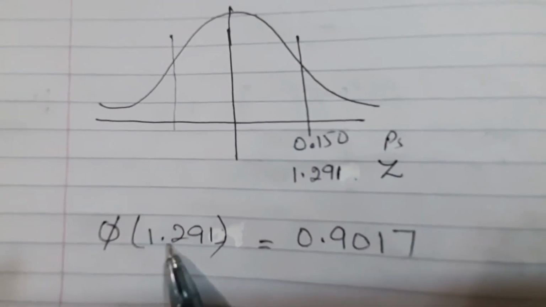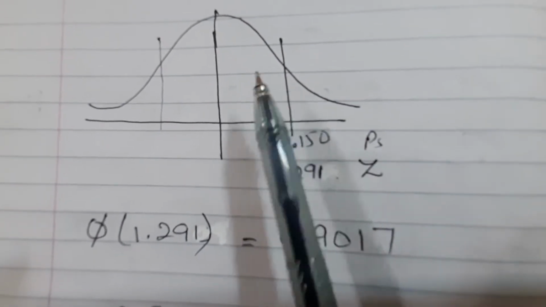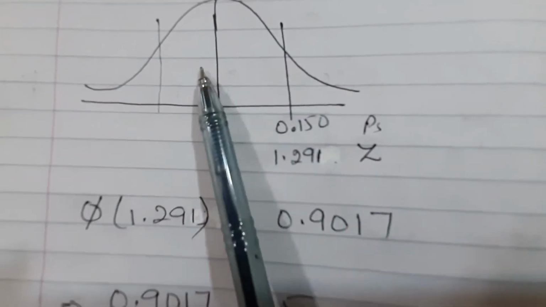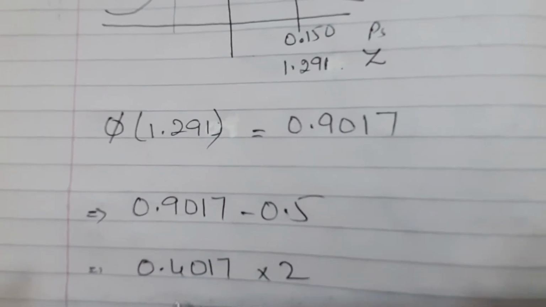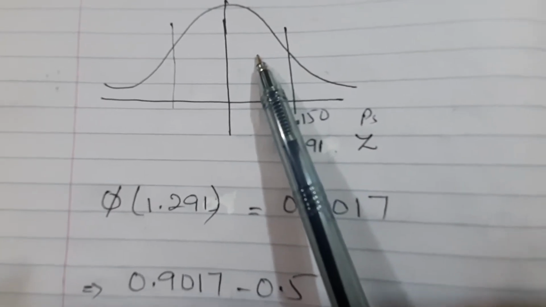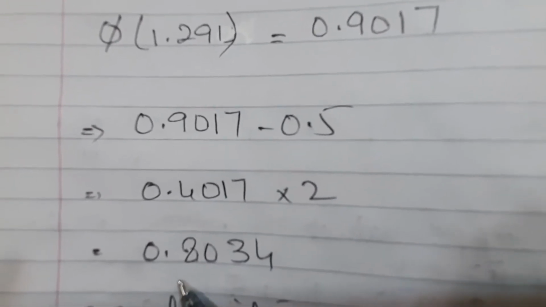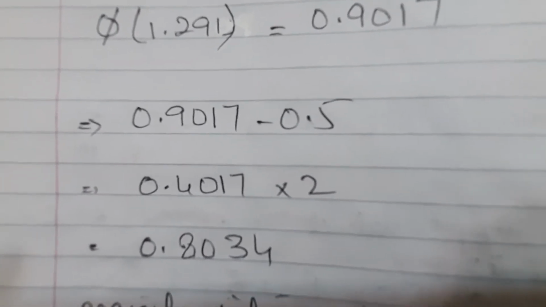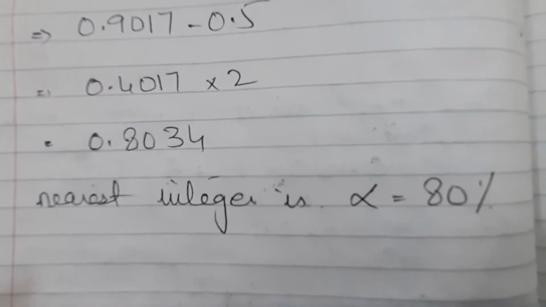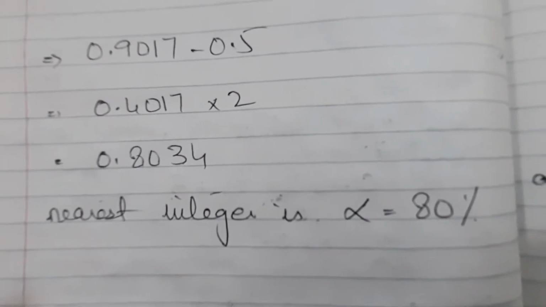So I'm reading the z value against 1.291 and it is coming 0.9017. It means this whole thing is 0.9017. From this I subtract 0.5. So I got 0.4017, which is this portion, and then I double it. Here it is 0.8034. Because the question was saying give your answer to the nearest integer, you can say alpha is 80%. So the confidence interval is 80%.